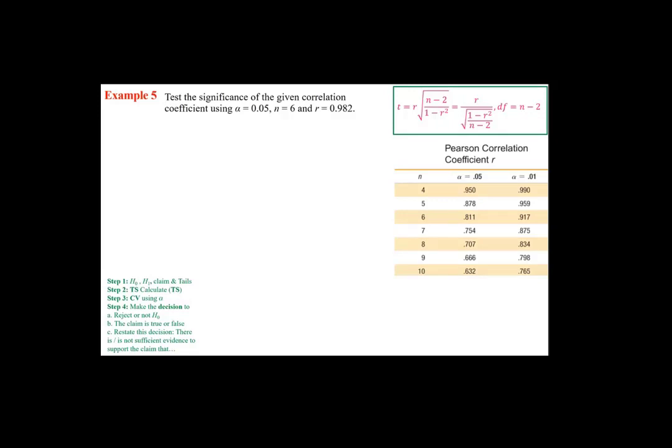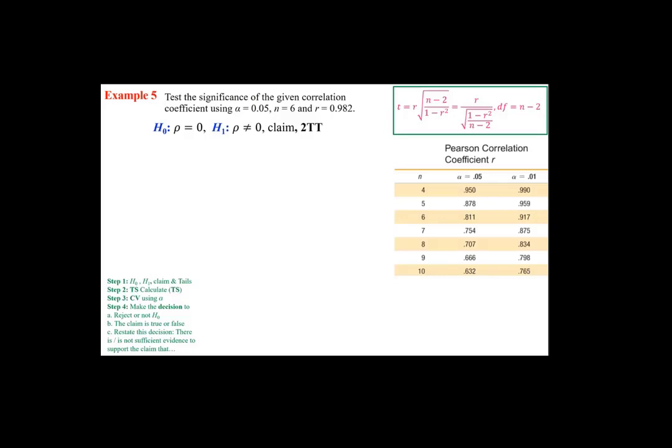The very first step, as you know, is H0 and H1. H0: rho equals 0, H1: rho is not equal to 0. If you're interested in checking for a relationship, we are claiming that H1 is true and that is always a two-tailed test. So this would be your H0 and H1 always.